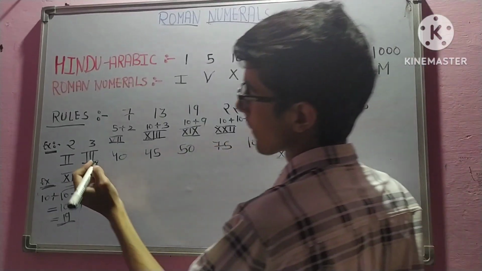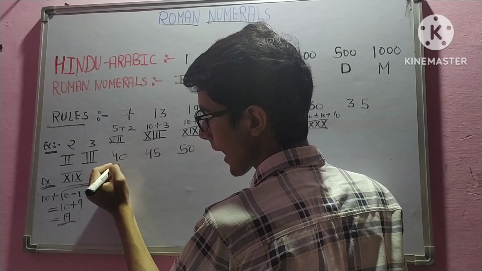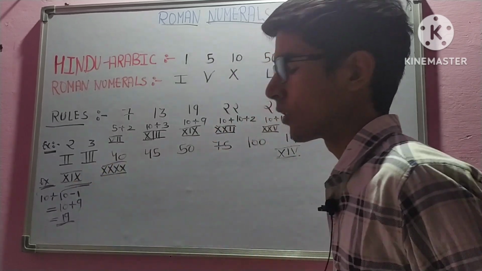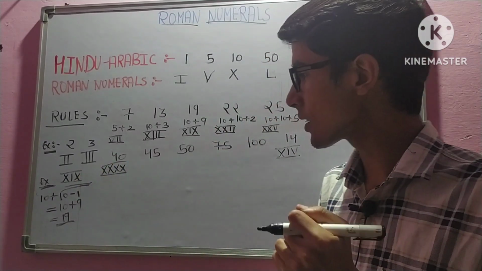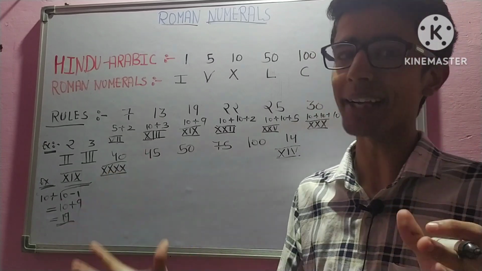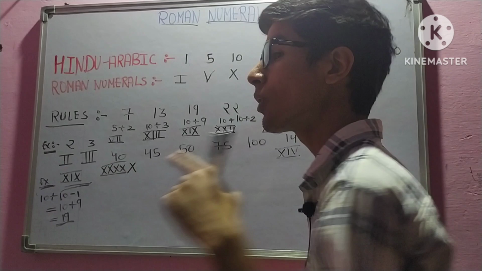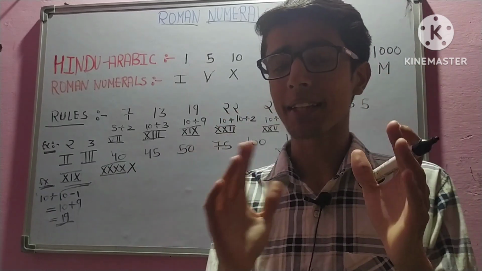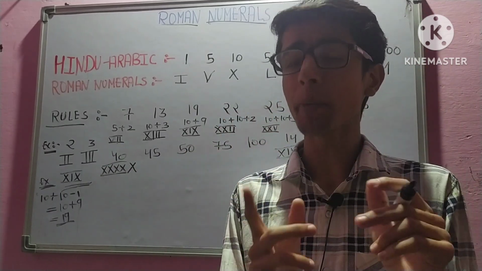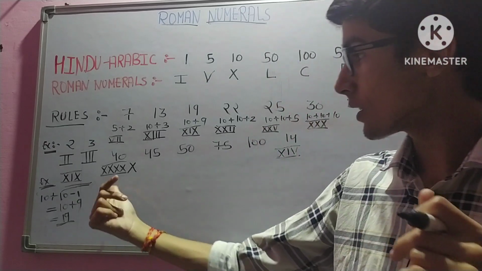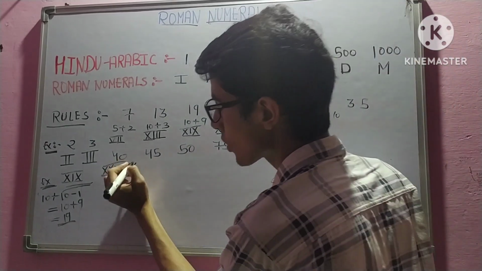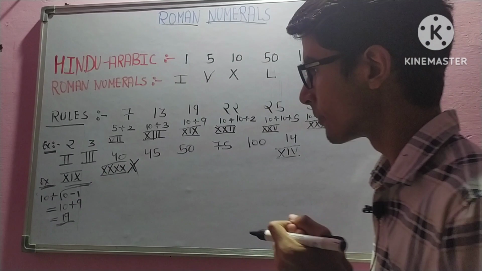Moving on to the 40. 40 can be written as XXXX. Answer students, is this right or wrong? This is wrong because we learned from the rules that I, X, C, M cannot be repeated more than 3 times. So this is repeated 4 times. This is the cross sign.